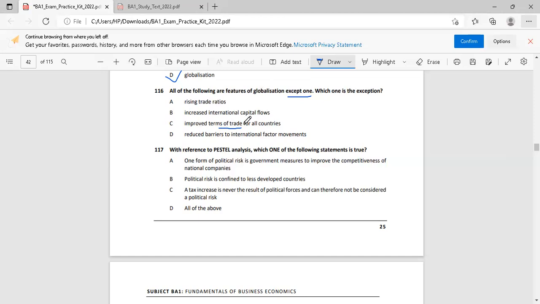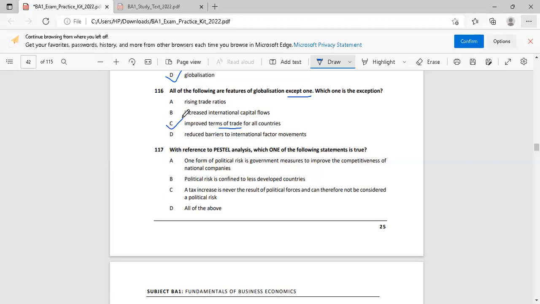In fact, it is a reduction of barriers. It is not that the terms of trade are improvised. So then, reduced barriers to international factor movement, that is also correct. On that note, we go with C. C is the answer.